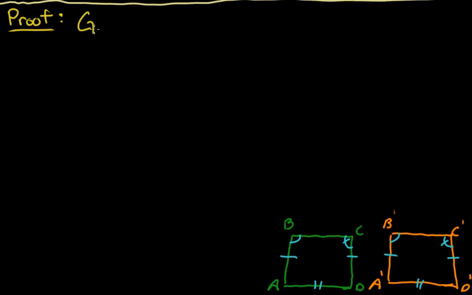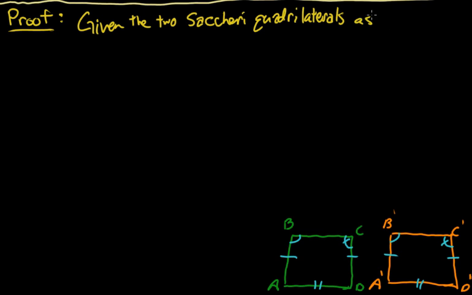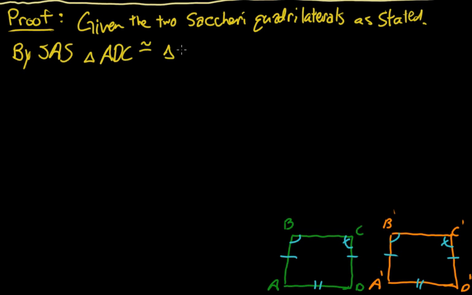So we'll say given the two Saccheri quadrilaterals as stated, because I don't feel like writing all that out again. By side angle side, triangle ADC is congruent to the prime version of that, so A prime, D prime, C prime.